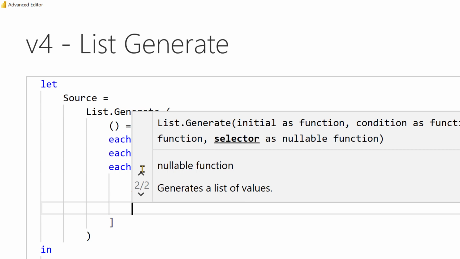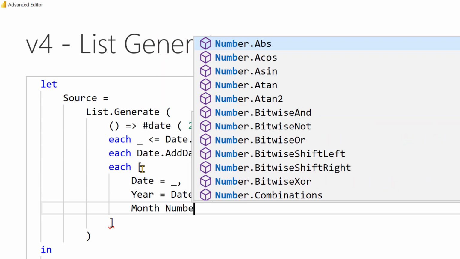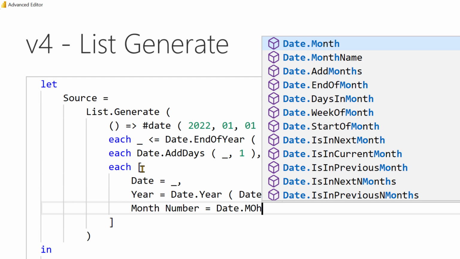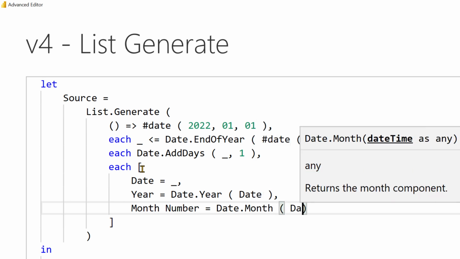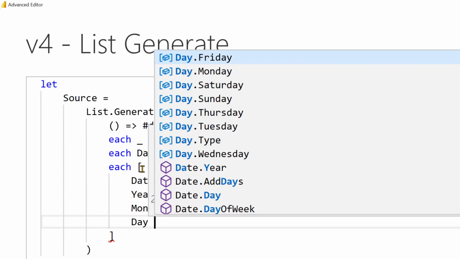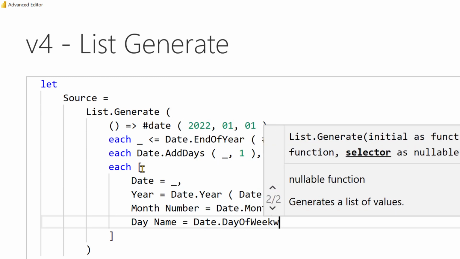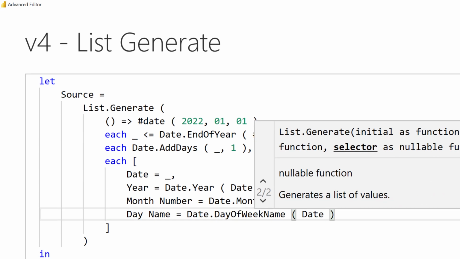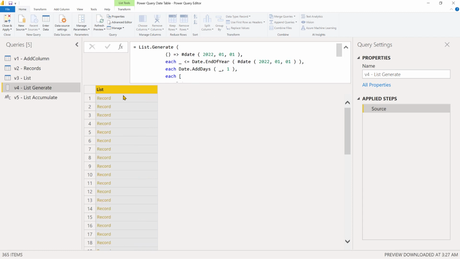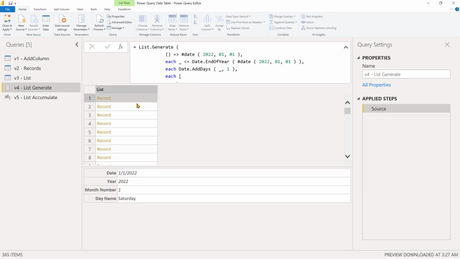Then we can say that the month number is equal to Date.Month of the current date. And then we have the day name, which is equal to Date.DayOfWeekName for the date. So if I click outside and click on done, you can see that we have successfully generated a record which contains different dates, and based on that we have the year, month number as well as the day name.